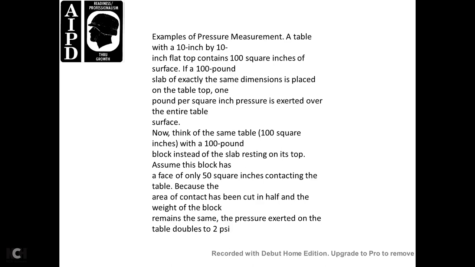Think of the same table with 100 square inches, with a 100 pound block instead of a slab resting on the top. Assume that the face of the block contacting the table is only 50 square inches, so the area of contact has been cut in half. The weight of the block remains the same. The pressure exerted on the table doubles to 2 psi.